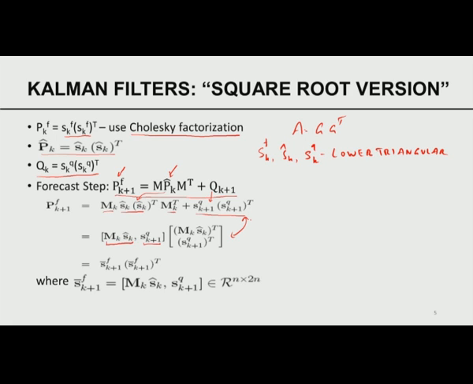Now I am going to concoct a new matrix, Sk plus 1 bar F, which is given by this matrix. So according to this, Pk plus 1 has this form of Cholesky factor. What does this tell you? This essentially tells you that if I have a Cholesky factor expression for Pk hat and a Cholesky factor expression for Qk plus 1, I can get the corresponding Cholesky factor for the forecast covariance, which is given by this equation.